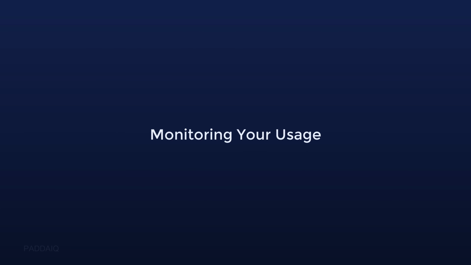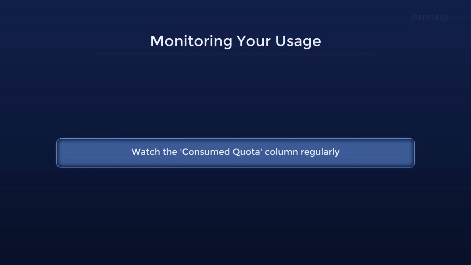Monitoring your usage on the SAP Business Technology Platform. Watch the consumed quota column regularly. This means you check how much of your allocated resources you have used, just like tracking data on your phone. For example, if your plan includes 10 gigabytes of storage, this column shows if you are nearing that limit. Consistently monitoring this helps you avoid service interruptions and manage your budget effectively.